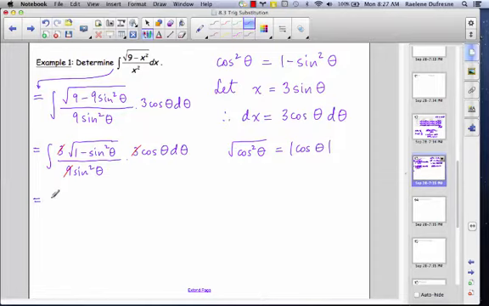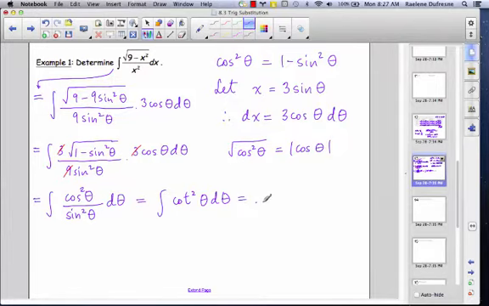So we have the integral of cosine theta times cosine theta, which makes it cosine squared theta over sine squared theta d theta, which is cotangent squared theta d theta. Now this may or may not be a basic integral. If it is, then we're done. But if cotangent squared theta does not have a basic antiderivative, then we will have to do some other technique.